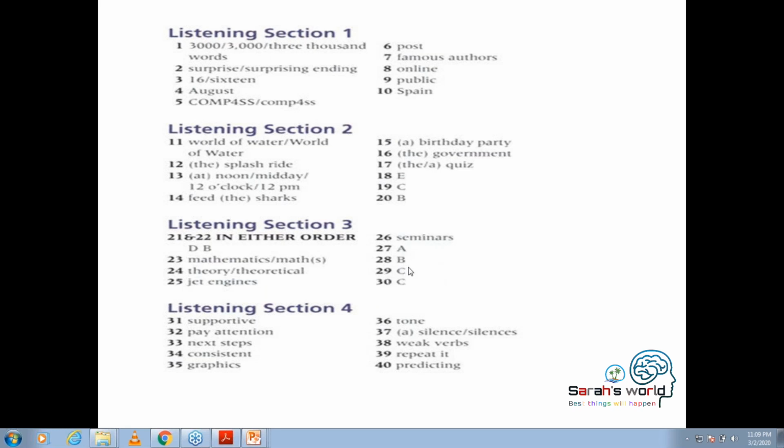27 is A. 28 is B. 29 is C. 30 is C. 31 is supportive. 32 is pay attention. 33 is next steps. 34 is consistent. 35 is graphics. 36 is tone. 37 is silence or silences. 38 is weak verbs. 39 is repeated. 40 is predicting. Please look at your answers and then tell me how many answers are correct.